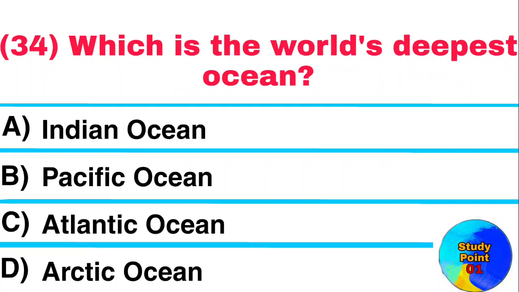Question. Which is the world's deepest ocean? A. Indian Ocean. B. Pacific Ocean. C. Atlantic Ocean. D. Arctic Ocean. Answer. Pacific Ocean.